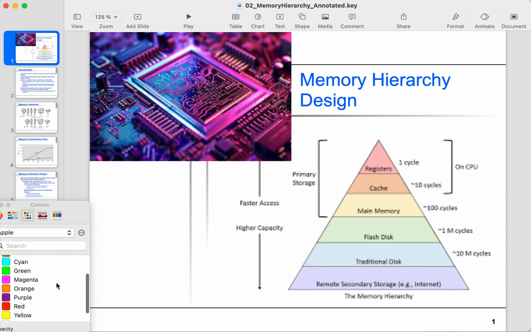Welcome back to our computer architecture lessons. Today we continue with the memory hierarchy design.